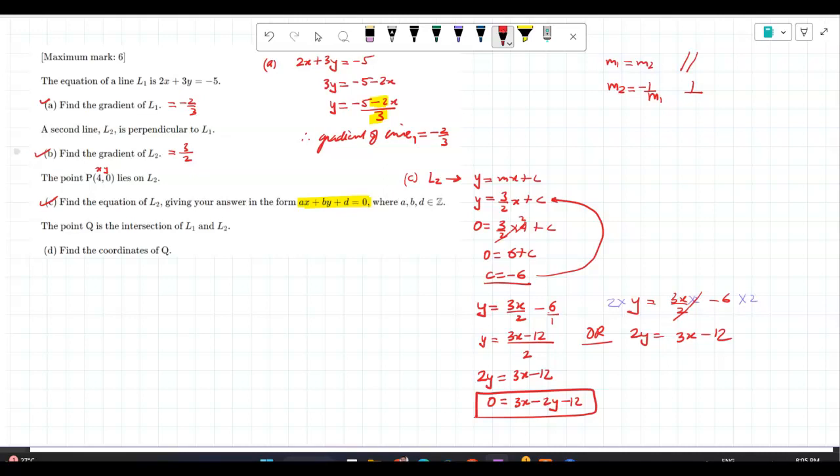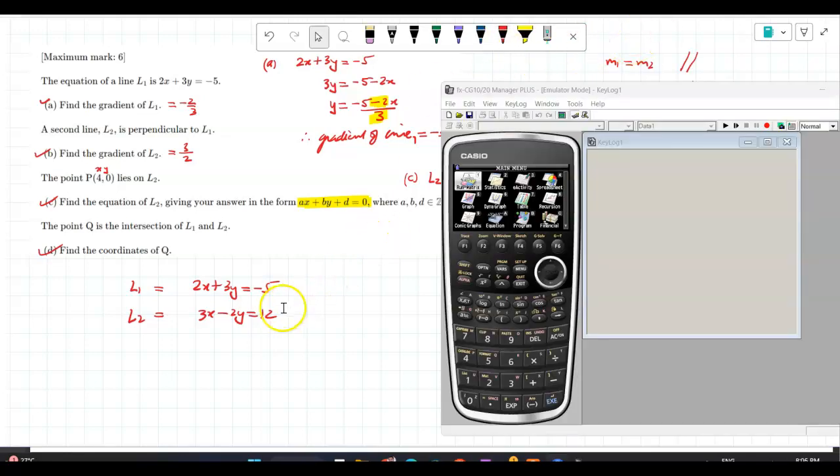Now, Q is the intersection of these lines. Find the coordinates of Q. So you've got two lines. What is the equation of L1? 2x plus 3y is equal to minus 5. What is the equation of L2? 3x minus 2y is equal to 12. To get the point of intersection, you solve them simultaneously. I took everything to one side because your calculator accepts this form in solving simultaneously.